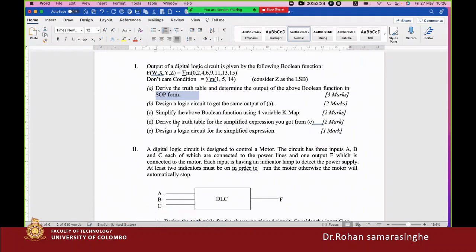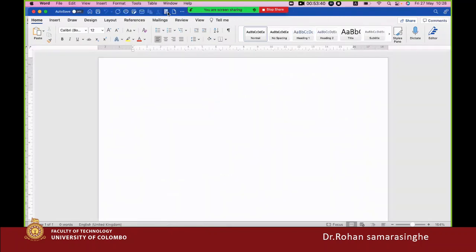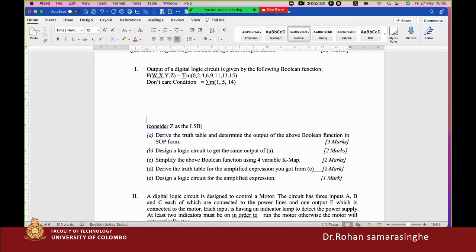let's get a new document. Okay, no need to get a new document, we'll explain from here. Here, insert table.